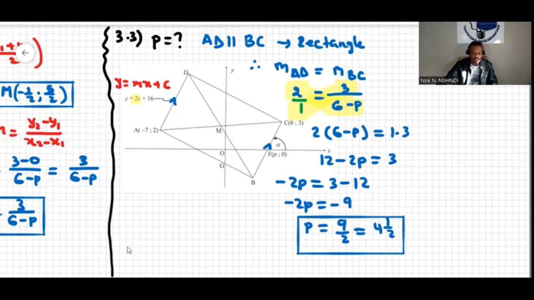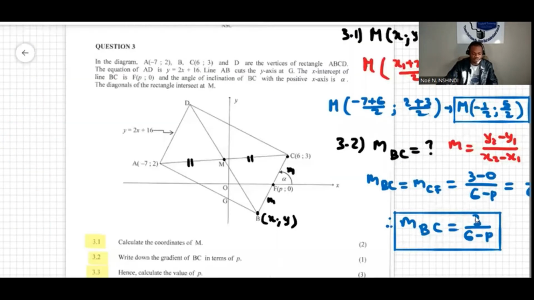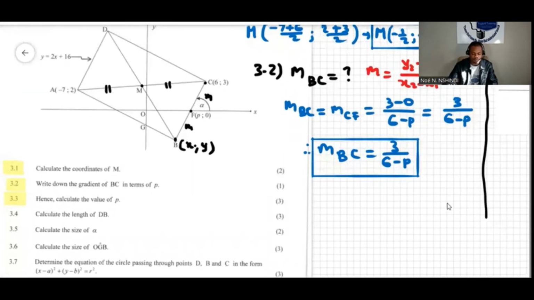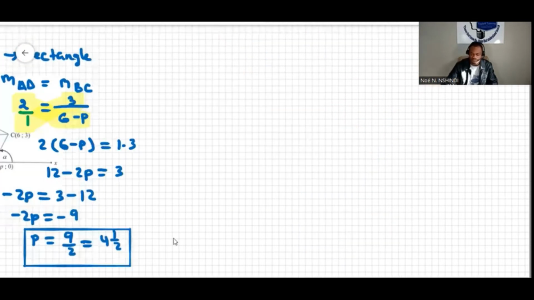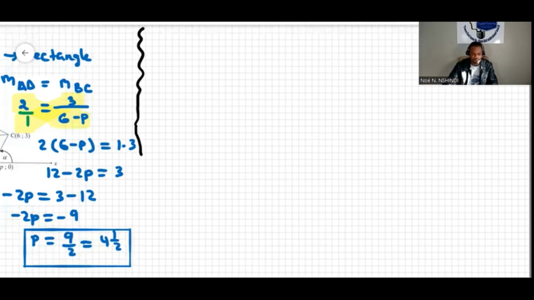And then the following question is, let's see, question 3.4. 3.4 says, calculate the length of DB. So I think I'm just going to move my board over here and then split it. 3.4: calculate the length DB. We're looking for DB.